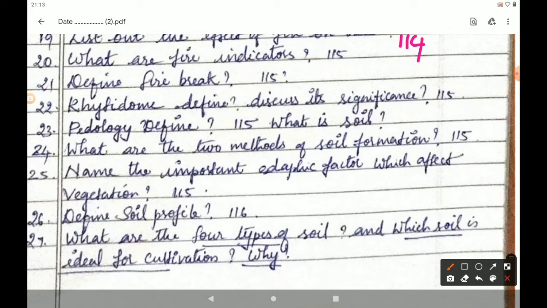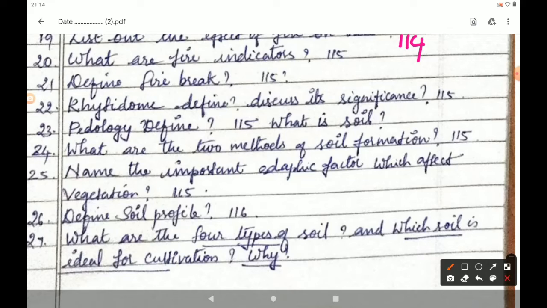The next question is the 20th question. What are fire indicators? It is given in page number 115. Fire indicators: Pteris and Pyronema. At the top of page number 115, Pteris and Pyronema indicate the burnt up and fire disturbed areas. So they are called indicators of fire.